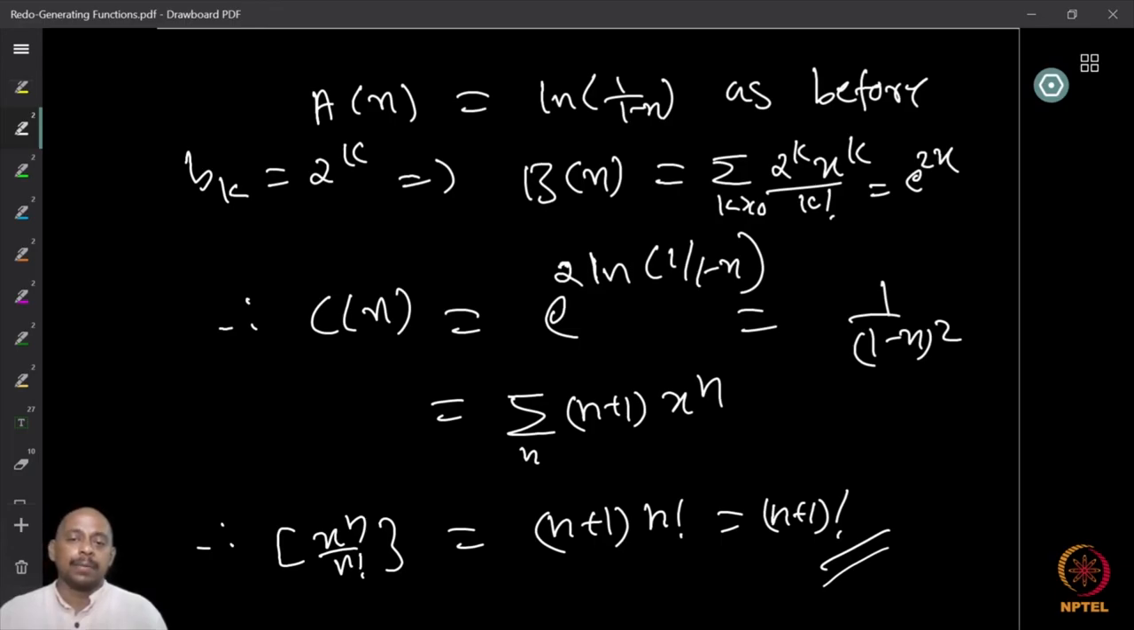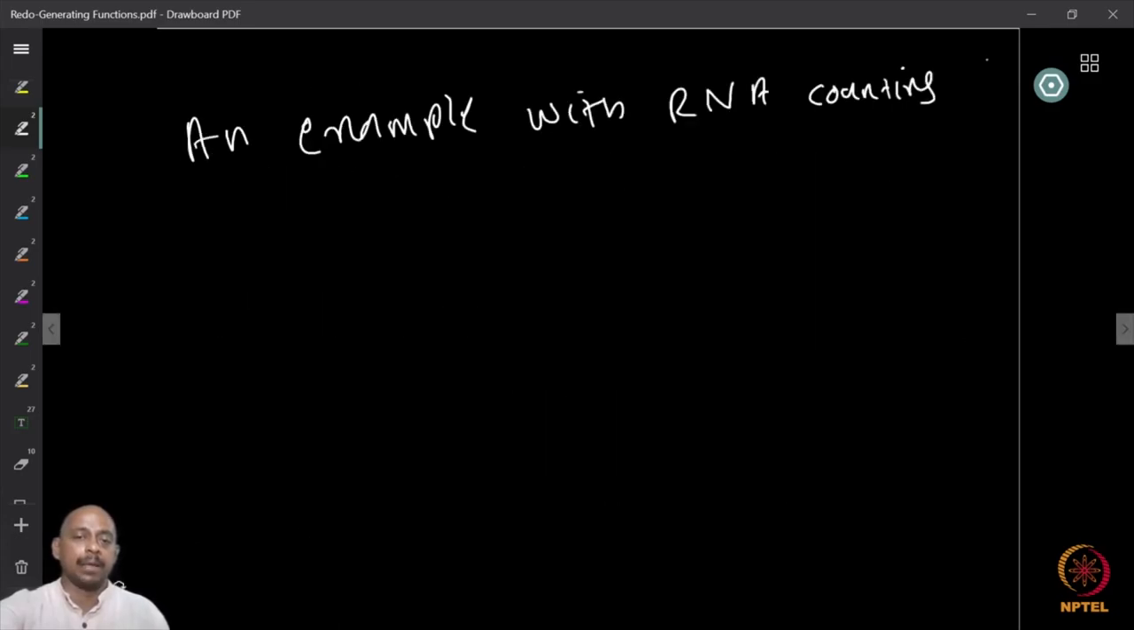I am going to give an application into RNA counting RNA sequences, and similarly, I want to also look at an application of generating functions at the end to wind up this topic, where we will prove Euler's famous pentagonal number theorem. Okay, so these two are the applications, and with that we will wind up this part.